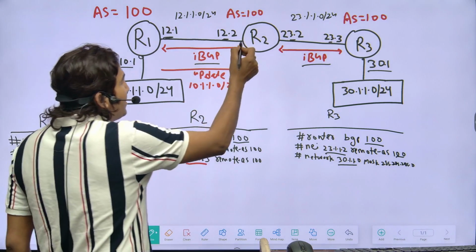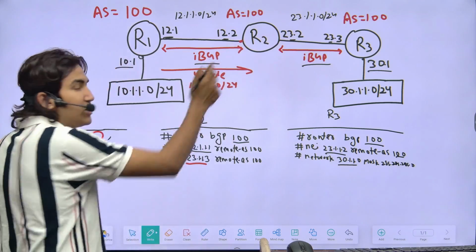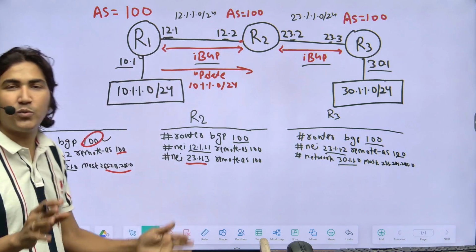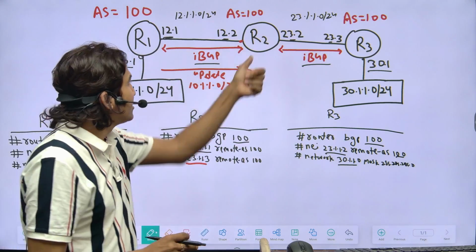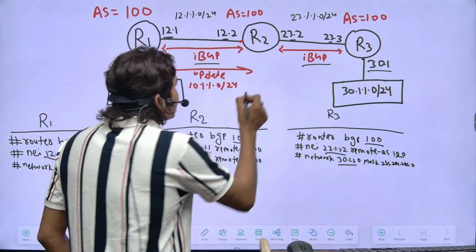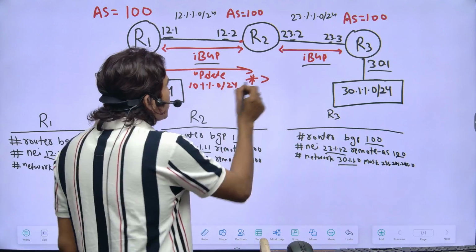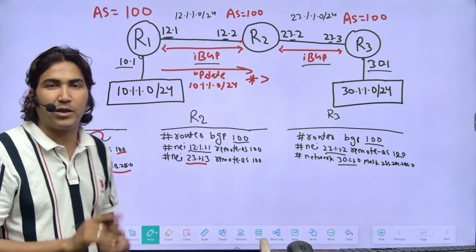R2 will receive this update message over here. It is going to install it in its BGP table. The next hop IP address will be 12.1.1.1, so the next hop is also reachable. This prefix will be valid as well as best on router number 2, so router 2 is going to install it in its routing table also.